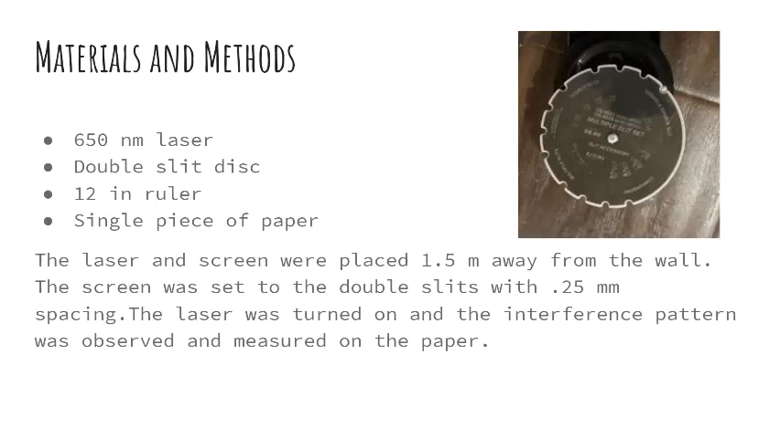In order to complete our experiment, a 650 nanometer laser, a double slit disc, a 12-inch ruler, and a single piece of paper were used. The laser and screen were placed 1.5 meters away from a wall. The screen was set to the double slits with 0.25 millimeter spacing. The laser was then turned on and the interference pattern was observed and measured.